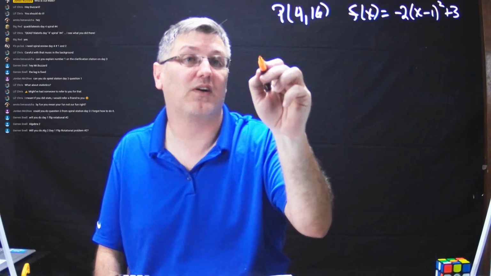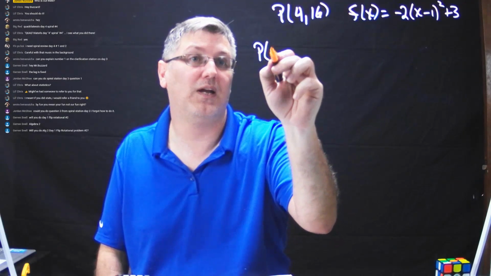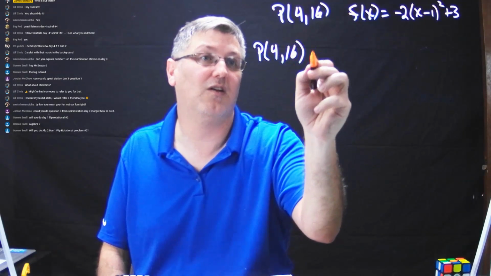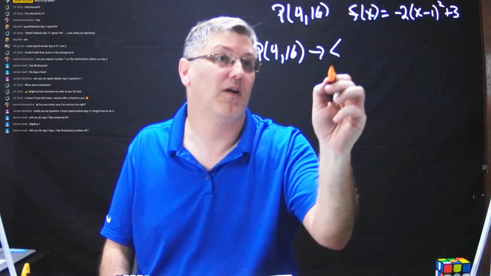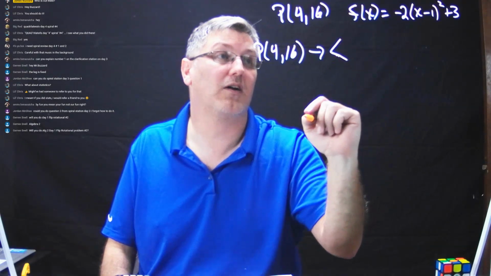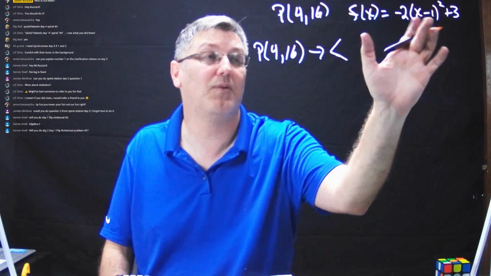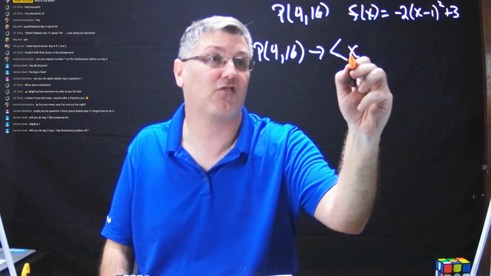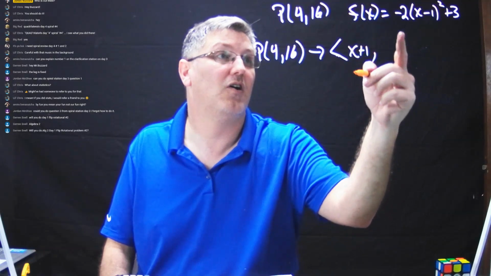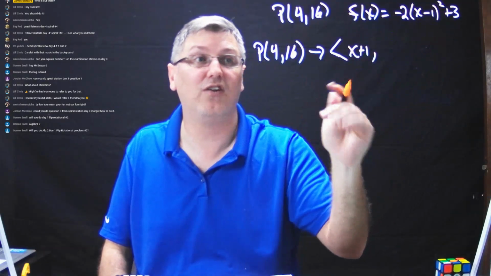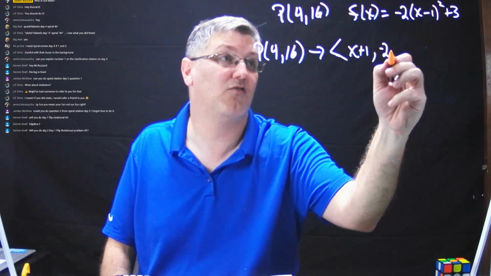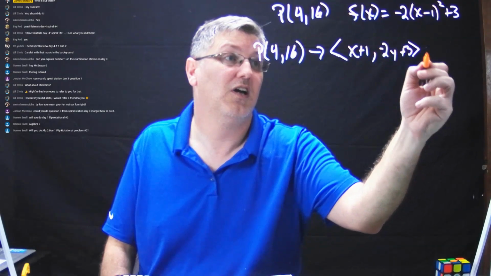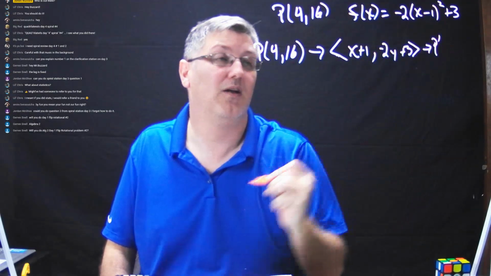So we need to set up our vector mapping. I'm going to write my point here. P is going to be (4, 16). I'm going to map it to a vector. I want to have an x component and a y component. My x component is what's on the inside, but opposite. So here, because I'm subtracting, I'm going to do x plus 1. And then my y's are just on the outside at face value, so my y vector becomes negative 2y plus 3. And then that's going to map out to my image.